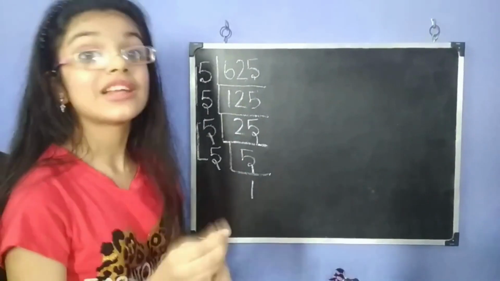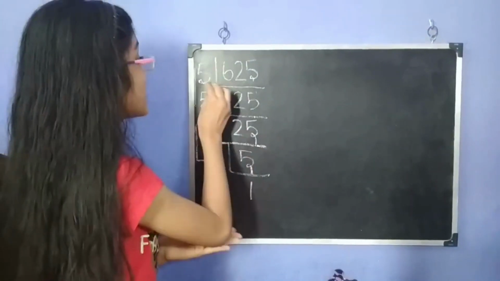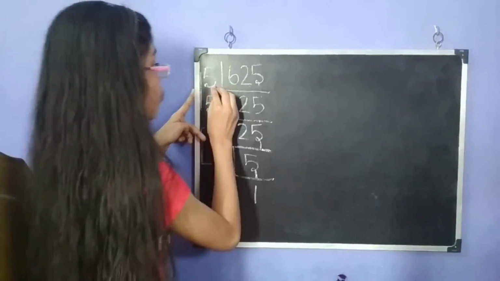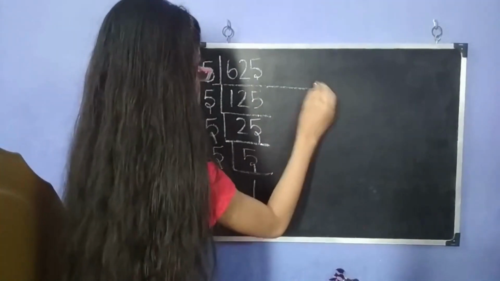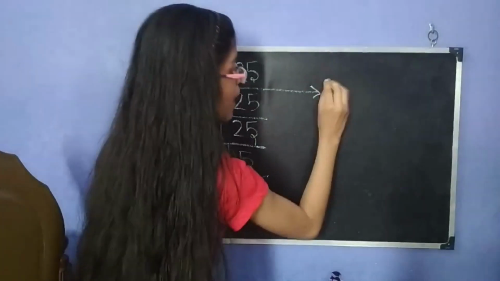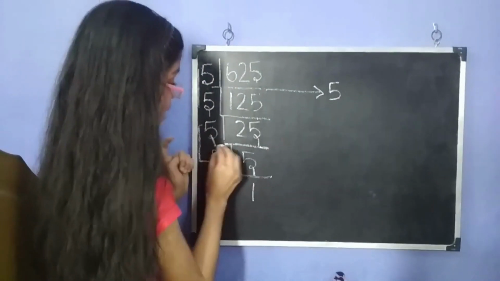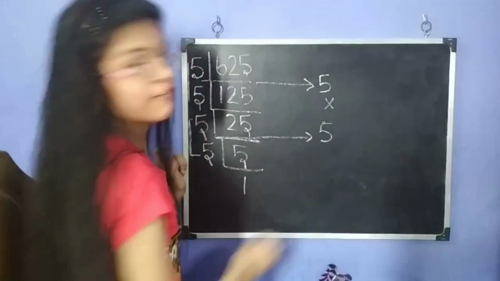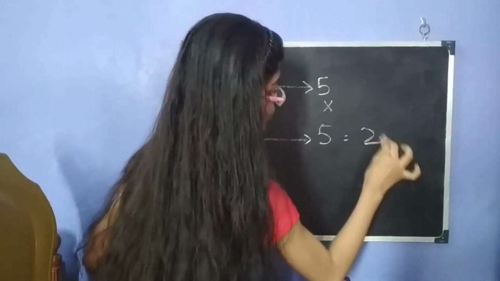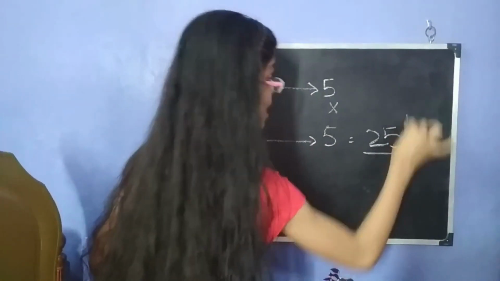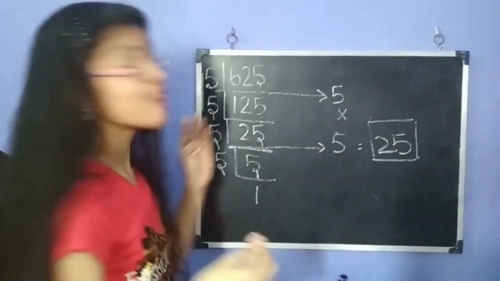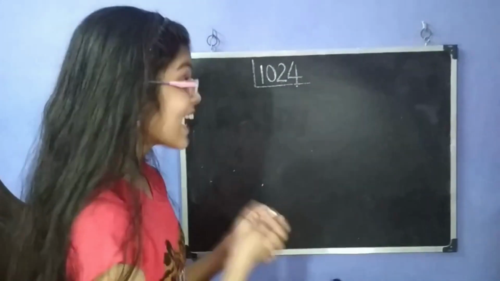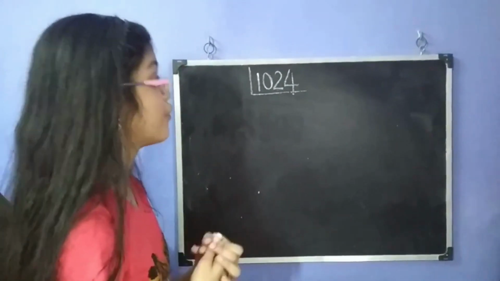Now, what you're going to do to find the square root of the number is you're going to take 1 from each pair. So we have 2 pairs of 5. So 1 pair is this. So I'm going to take just 1 5 from 1 pair. And another pair, I'm just going to take another 5. Now we're going to multiply 5 times 5, which is 25. So now we know the square root of 625. It's 25.